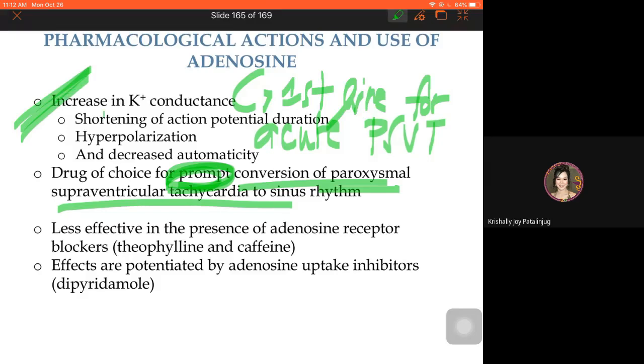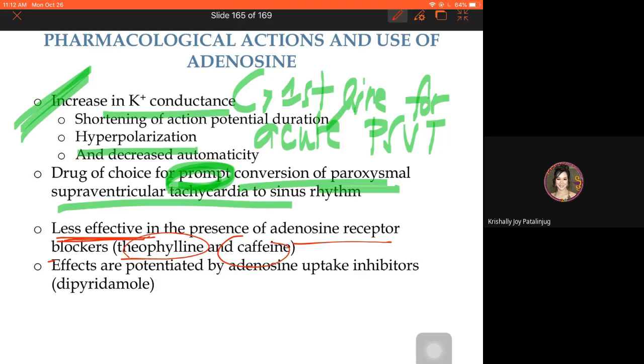Na-discuss na natin kanina sa mechanism of action ng adenosine, di ba, yung hyperpolarization. Now, with concomitant use or intake of other agents, other substances like theophylline or caffeine, si adenosine, it can reduce its efficacy. Pwedeng ma-reduce yung efficacy niya knowing that these substances, theophylline and caffeine, are adenosine receptor blockers. So may drug-to-drug interaction ngayon.